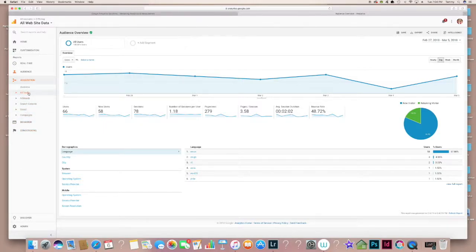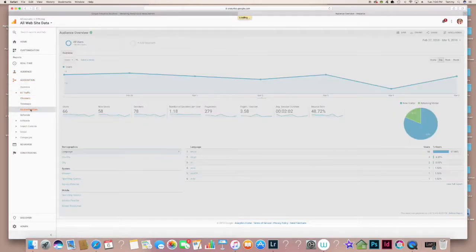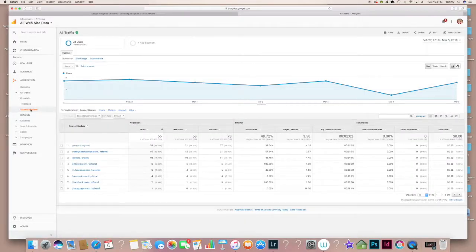I want to go to traffic, and then I want to go to source/medium. So this is, where is your traffic coming from? You can see here, over that same time frame, February 27th to March 5th, these are the different sources of traffic to my page. Of the 66 users we were talking about, 25 of them came from an organic search on Google. So they typed in some words that led them to click to my page.